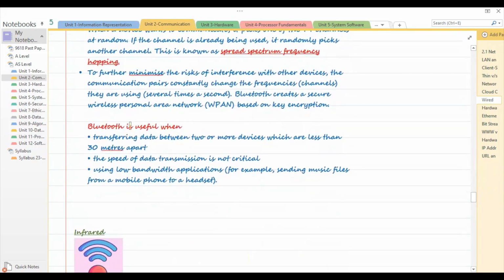Now, Bluetooth is used when transferring data between two or more devices which are less than 30 meters apart, where the speed of data transmission is not critical, and for low bandwidth applications, for example, sending music files from a mobile phone to a headset, etc. So these are the application areas.